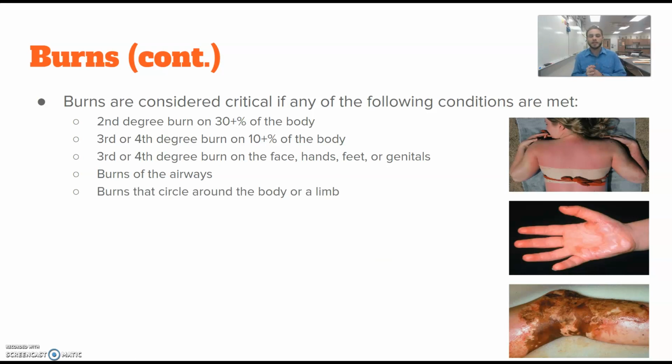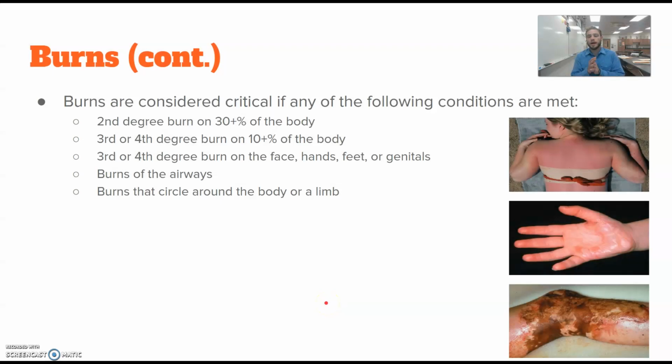And the last criteria is any burn that circles around the body or around a limb, and this even will include around the neck. Basically, when you have a burn that is around the entire section of body, think if I had a burn all the way around, like around my wrist here, I'm in danger of losing this hand because of the cell death that's taking place here, especially in third and fourth degree burns, preventing any blood flow getting to that hand. I would be in danger of losing this hand. So a burn that circles around a limb or around the body is certainly considered critical.